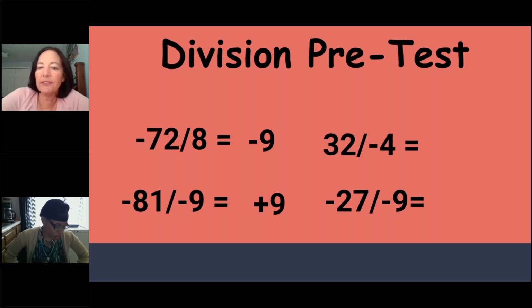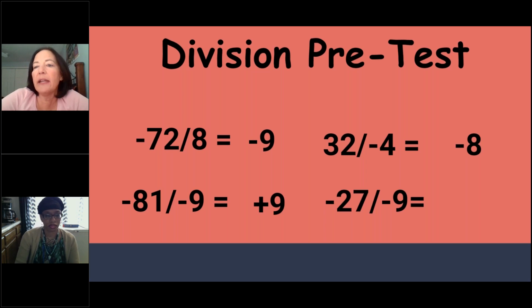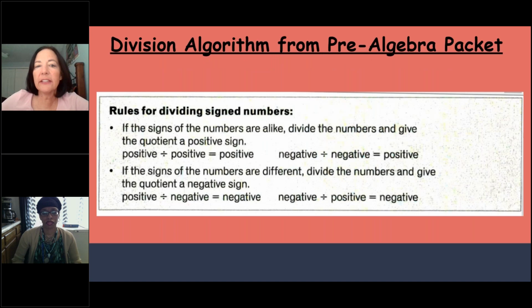A negative 8. A negative 8 is correct. Oops. And the last one on the pretest is negative 27 divided by negative 9. What's that going to equal? You said negative 9? Yes, negative 27 divided by negative 9. Positive 3. Nice.